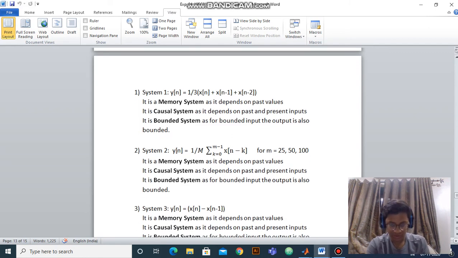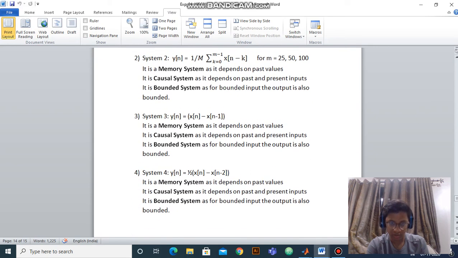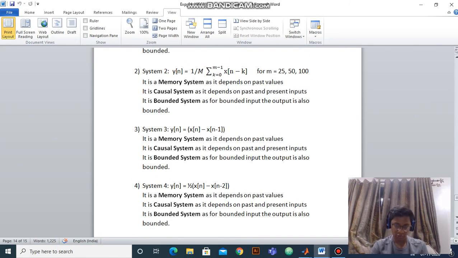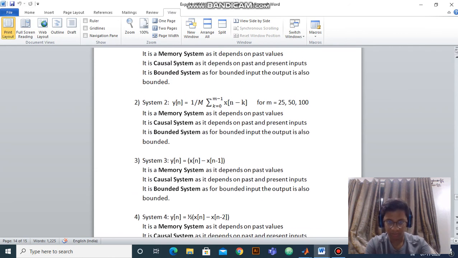Similarly we can see that systems 2, 3, and 4, all the systems are memory systems because they depend on past values. They are causal because they depend on present inputs, and all of them are bounded because if we bound the input, the output that we get is a bounded output. Therefore we have defined all the properties of the systems.